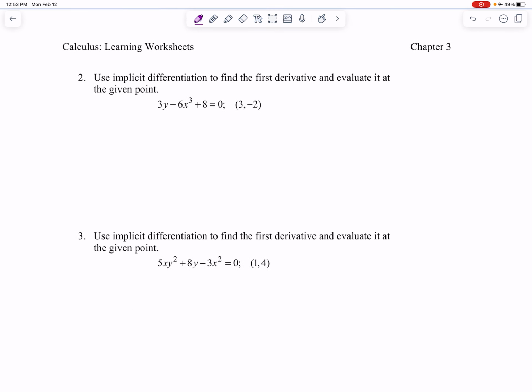Use implicit differentiation to find the first derivative and evaluate it at the given point. 3y minus 6x cubed plus 8 equals 0. And the point we want to evaluate it at is 3, negative 2. So first, let's differentiate. 3y, the derivative will be 3y prime. 6x cubed, the derivative 6 times 3, 18, x squared. Derivative of 8 is 0, and the derivative of 0 is still 0.